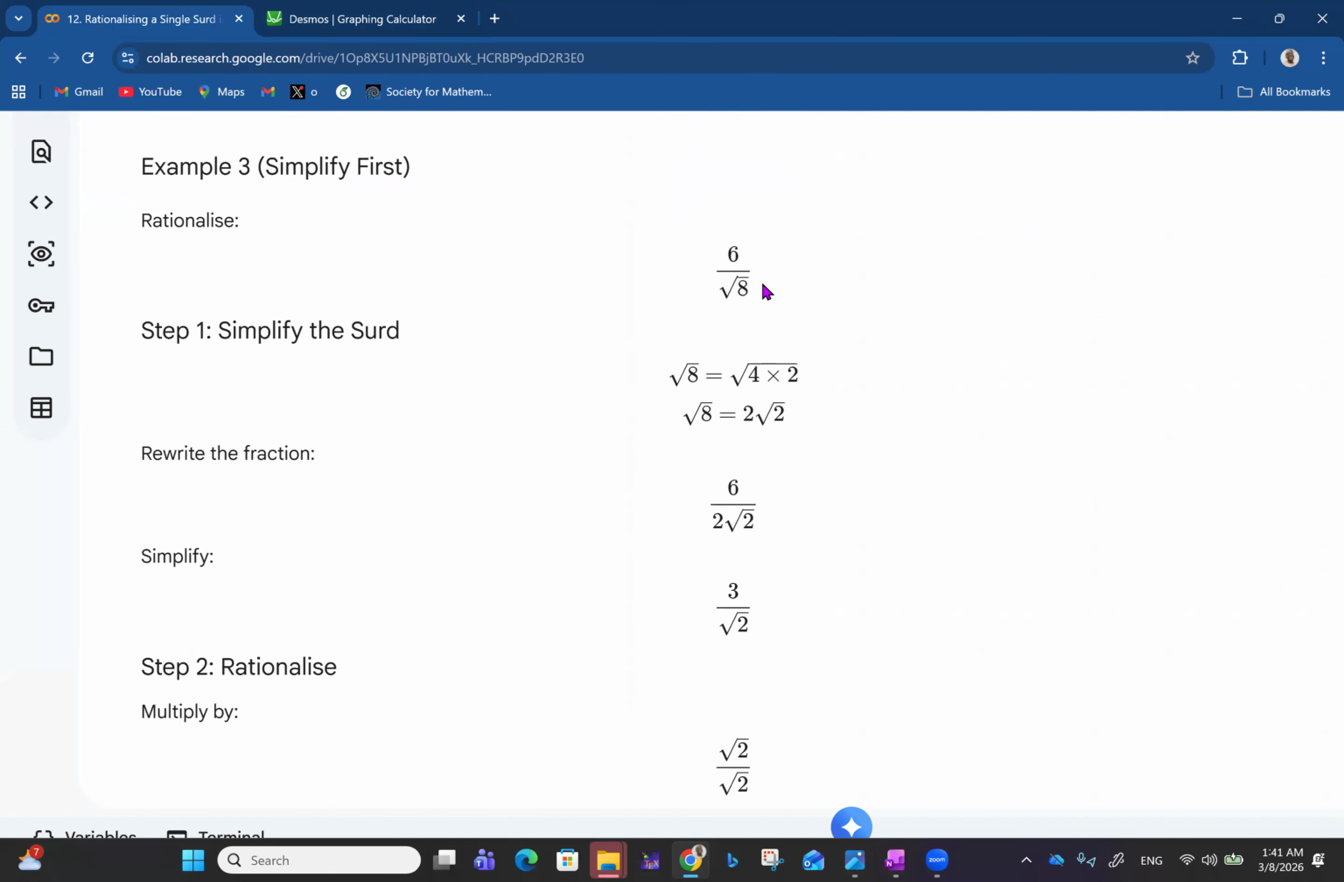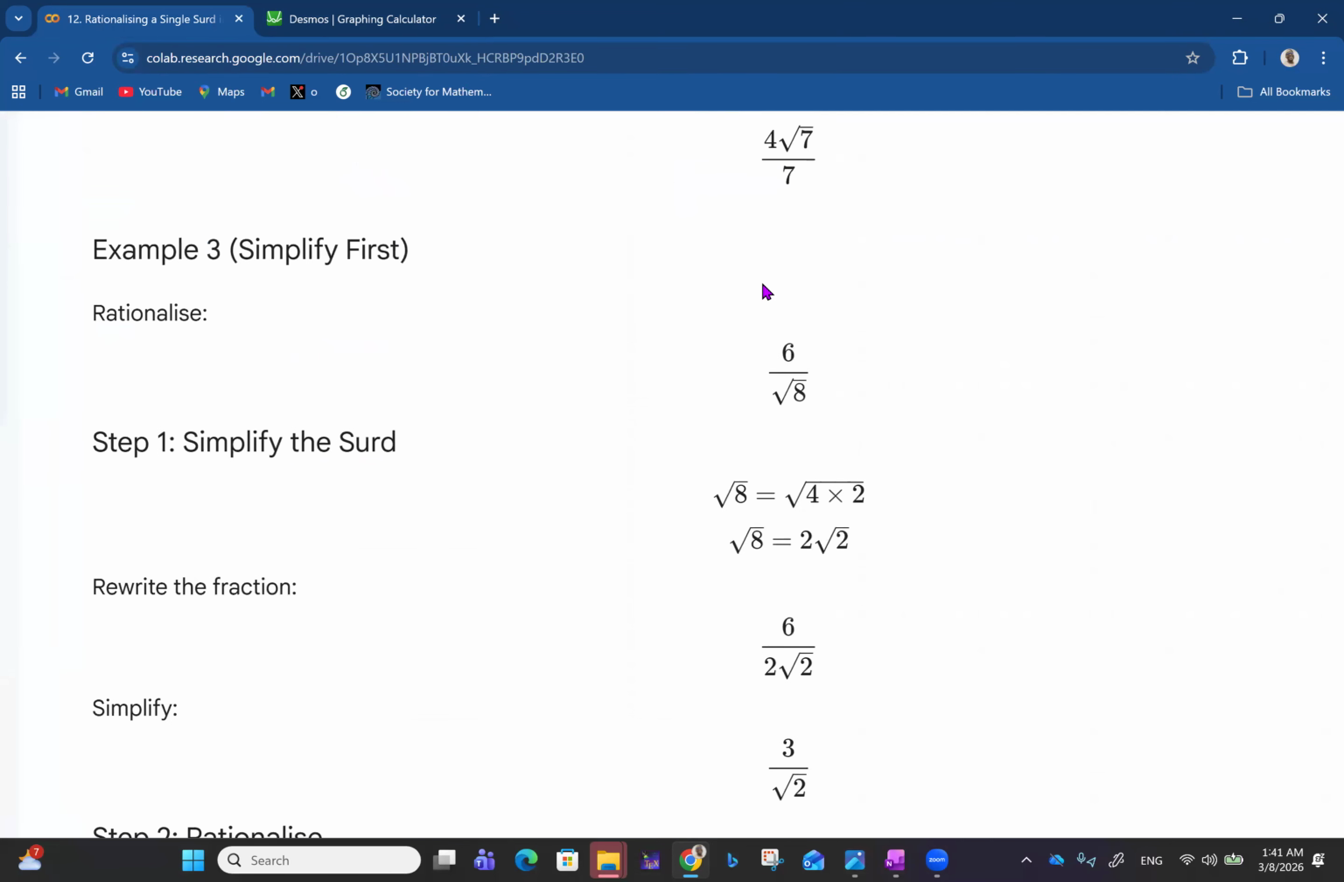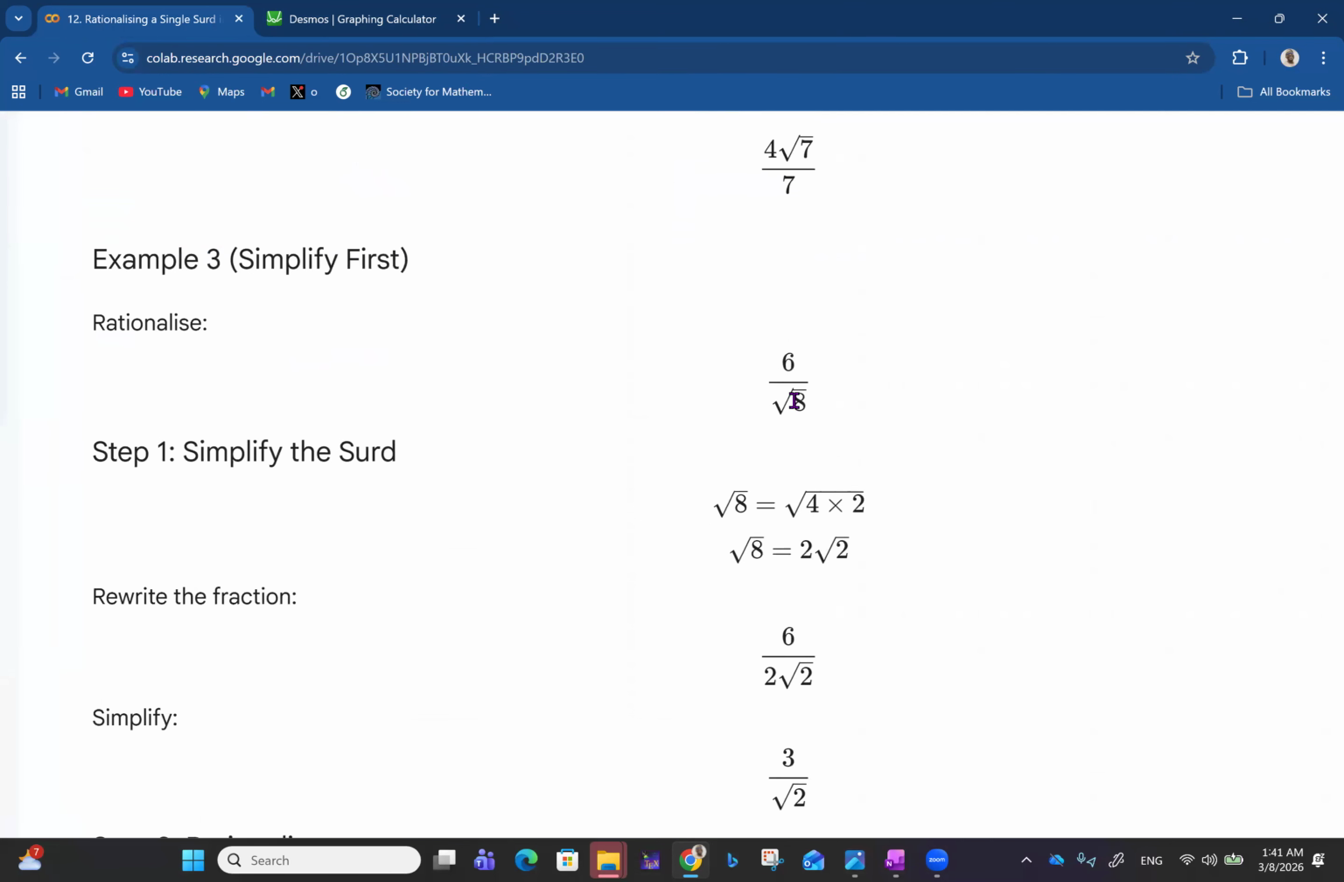So you have 6 over root 8. Now, you could rationalize with root 8, but it's better to simplify first to the basic form before you continue. So root 8 is root 4 times 2, which is 2 root 2, since root 4 is 2 and root 2 remains. So that means you have 6 over 2 root 2. And 2 can divide 6, so 2 here is 1, 6 here is 3. So you have 3 over root 2.